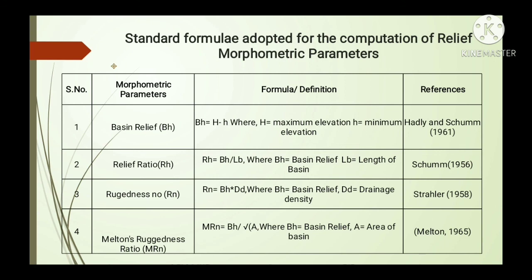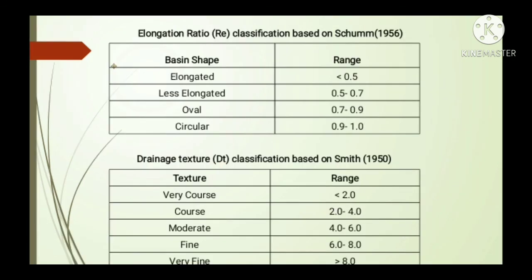The ruggedness number is an expression of the product of drainage density and the basin relief. According to Melton in 1965, another relief parameter, the Melton ruggedness number, is interpreted as a flow accumulation related index and is computed by dividing basin relief by the square root of the drainage area. In 1956, Schumm gave the elongation ratio classification as: elongation ratio value less than 0.5 for elongated, between 0.5 to 0.7 for less elongated, between 0.7 to 0.9 for oval, and 0.9 to 1 for circular basin.